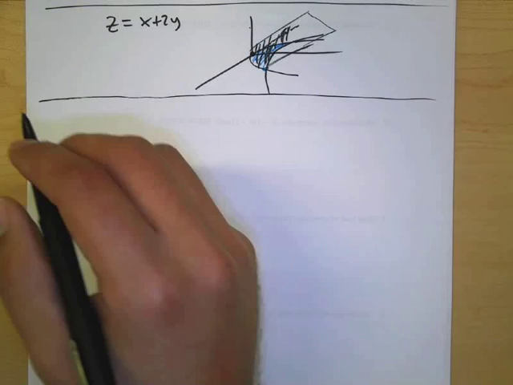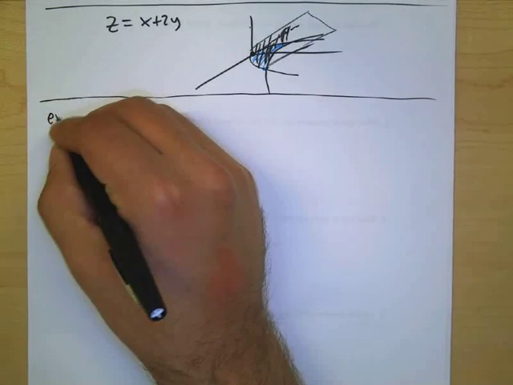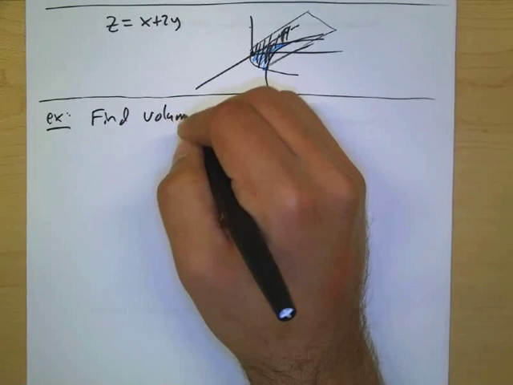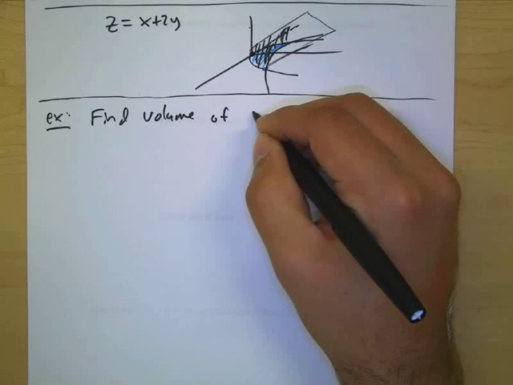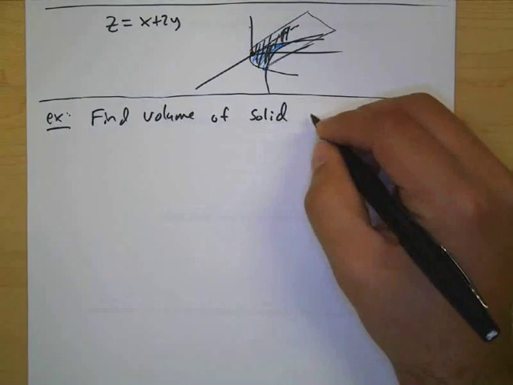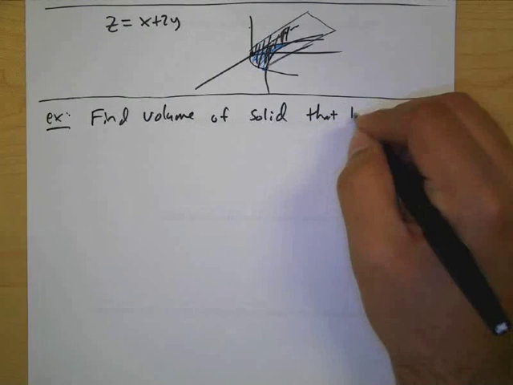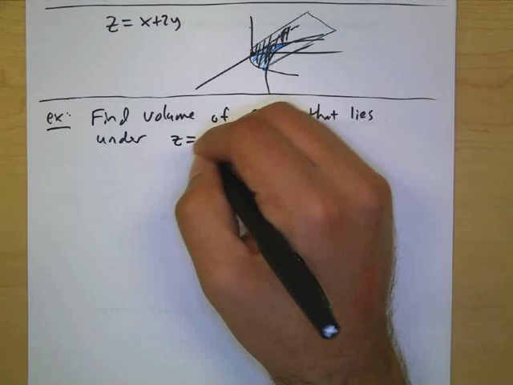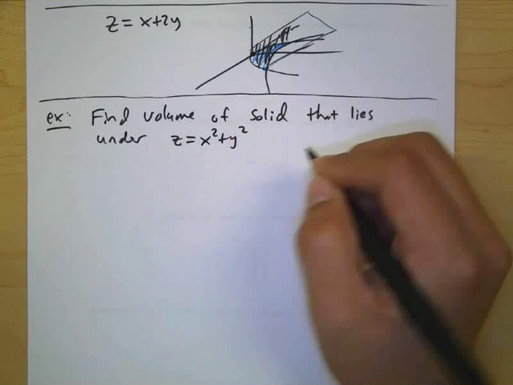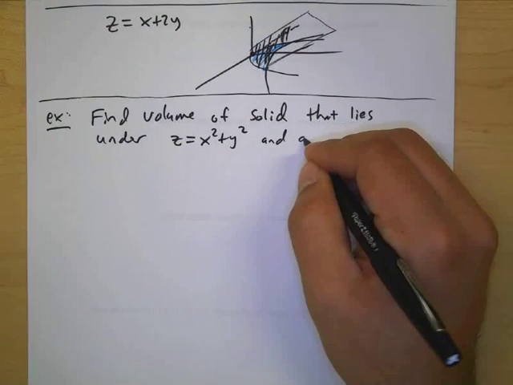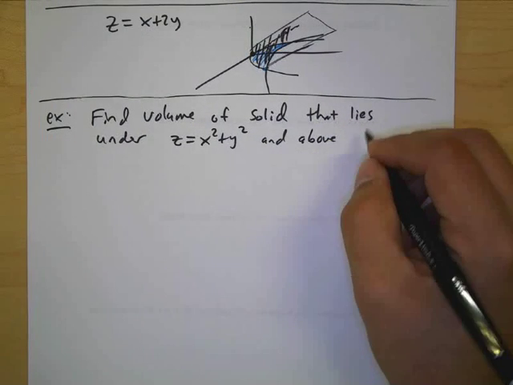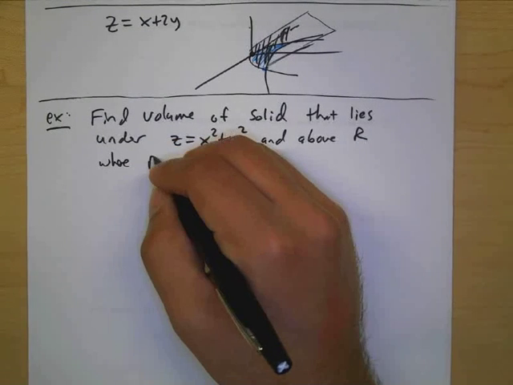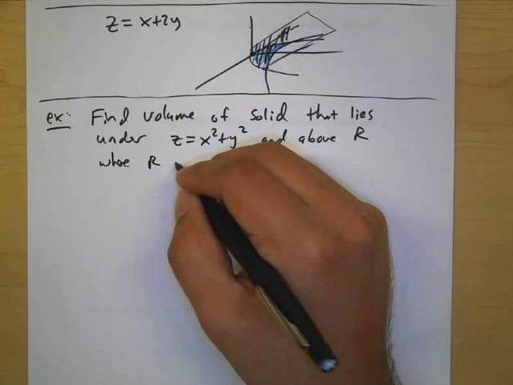How about you guys try this one? Let's end with this. Find the volume of the solid that lies under z equals x squared plus y squared and above R, where R is bounded.